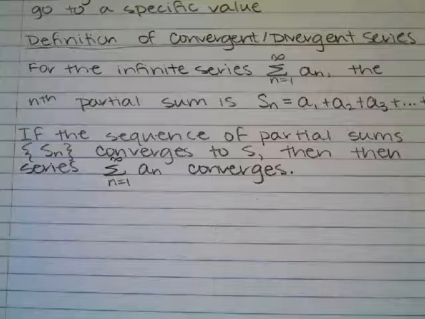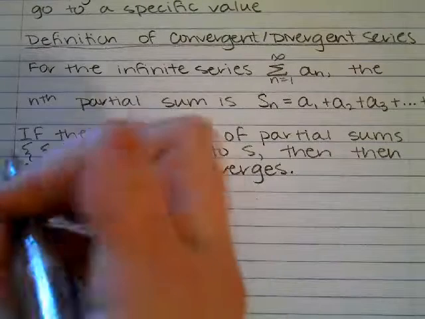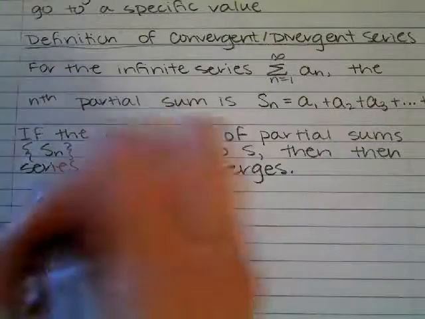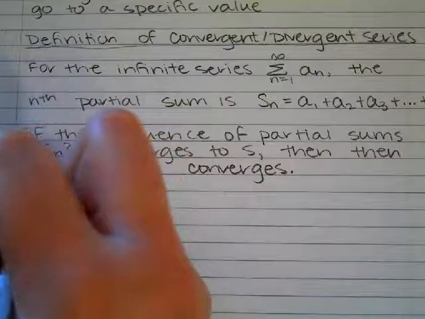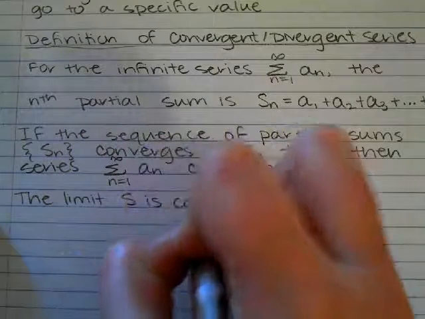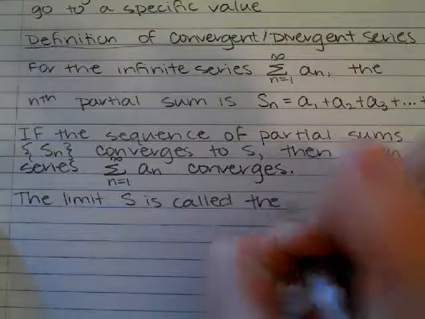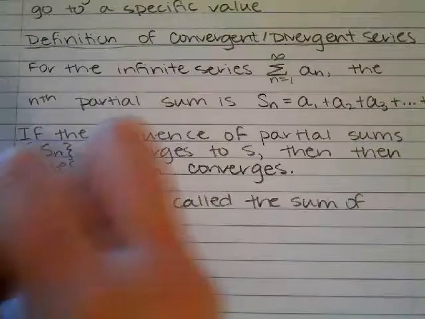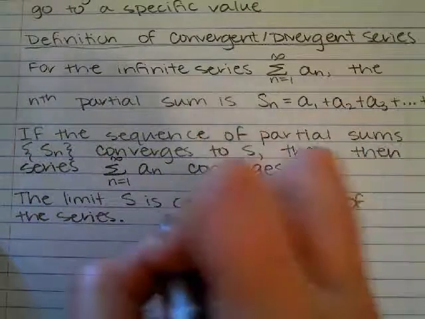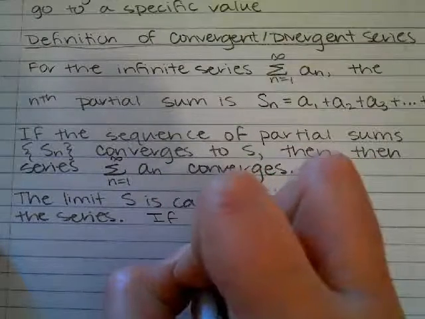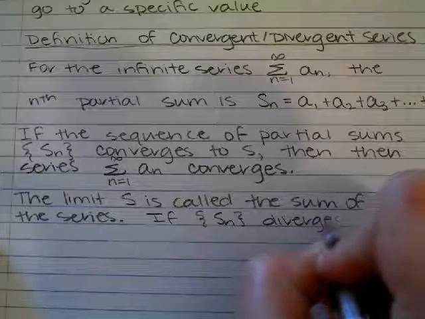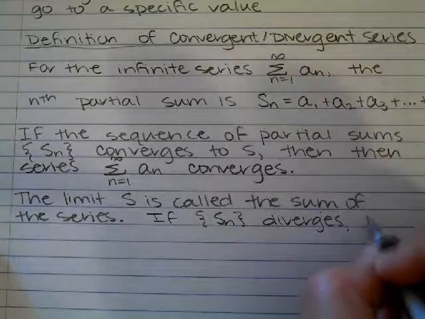All right, here's the next thing we're going to write. We're going to say the limit S is called the sum of the series. If S sub n diverges, then the series diverges.